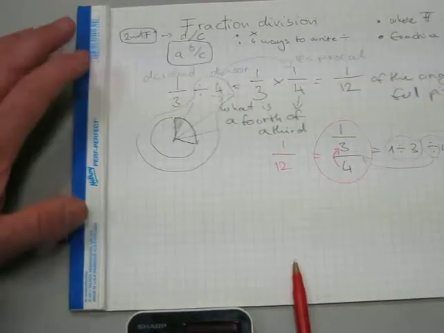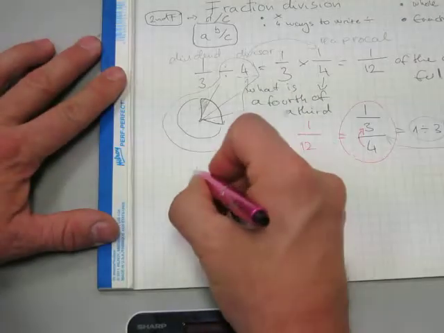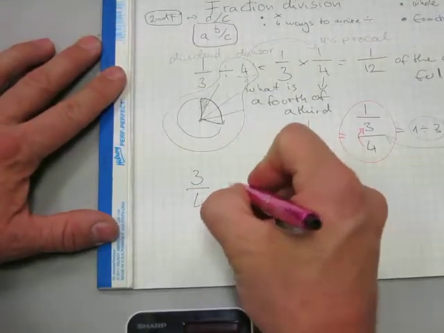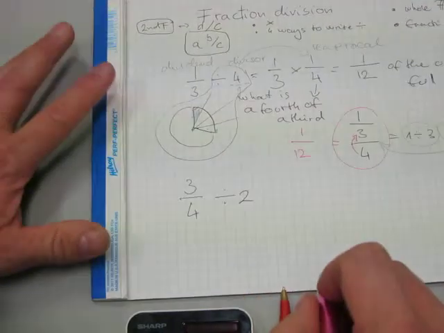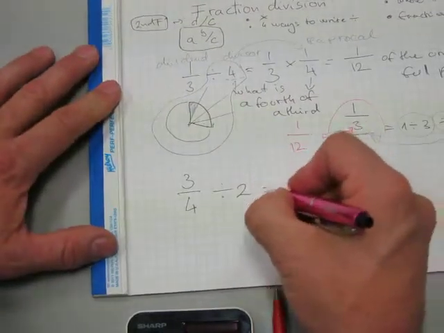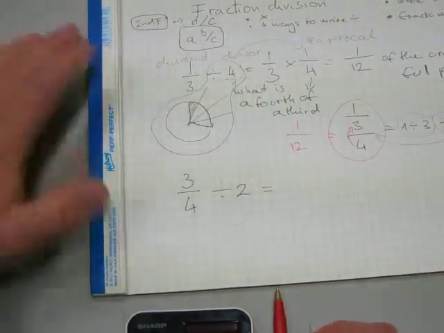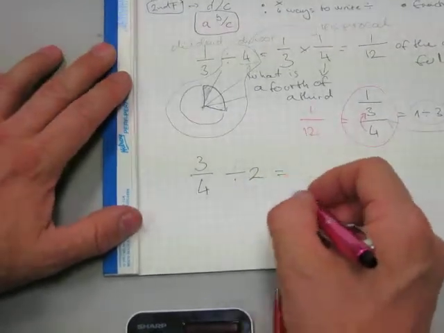We'll go with the black pen. 3/4 is to be divided by 2. It equals, in essence, and let me just do the fraction modeling.